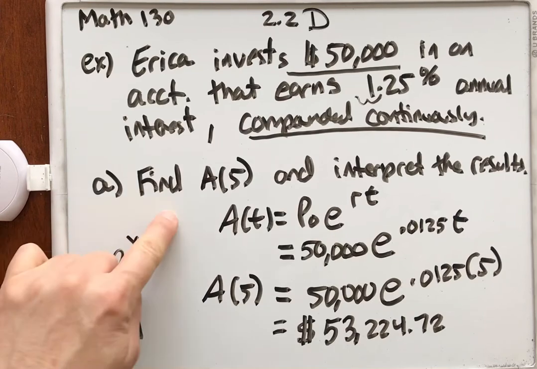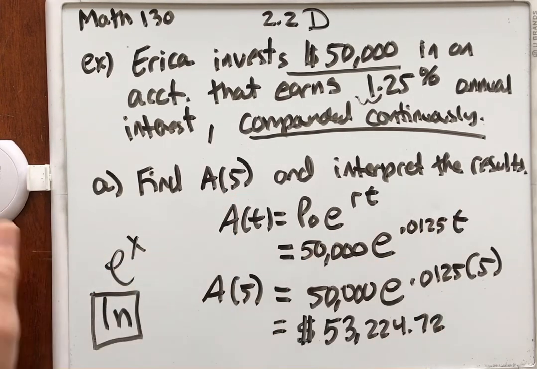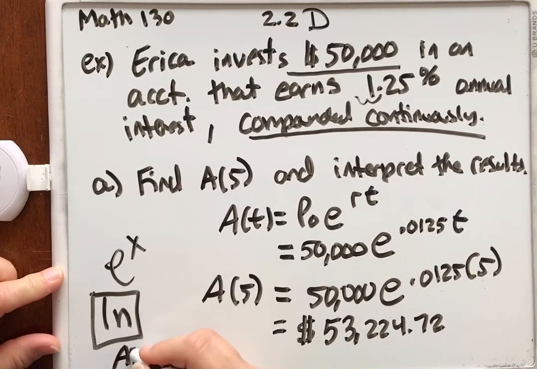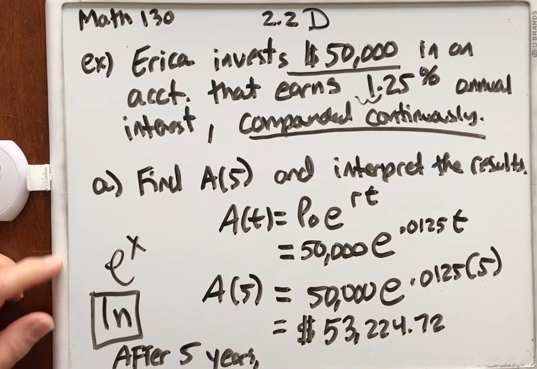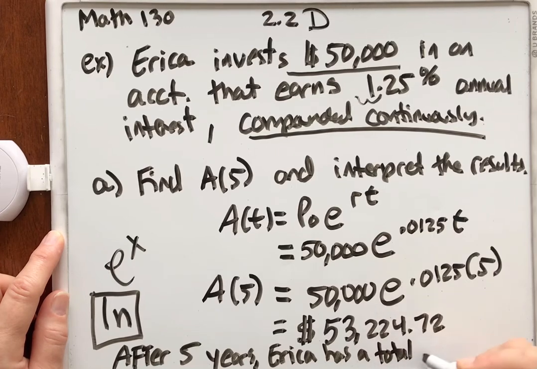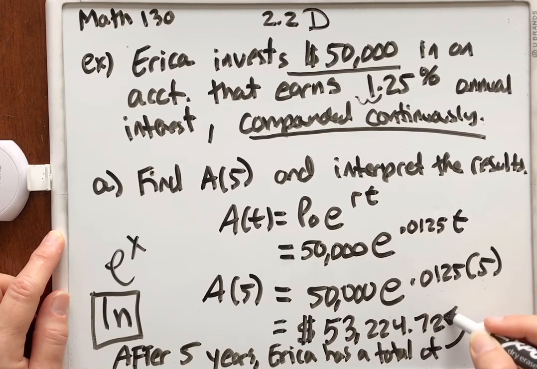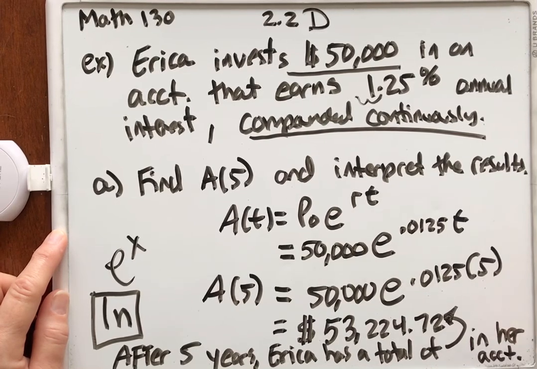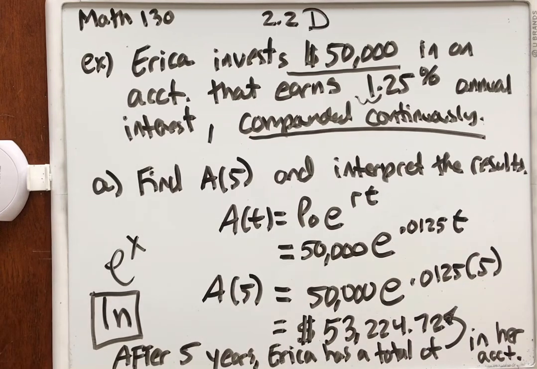It says find A of 5, which we did, and interpret the results. So to interpret this, we'd say after 5 years, Erica has a total of $53,224.72 in her account.